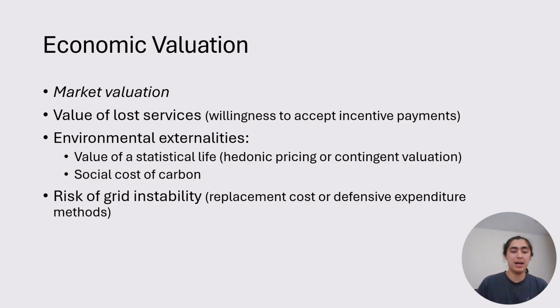The environmental externalities are important to calculate as well. The value of statistical life is important when we're measuring the costs, the damages of air pollution that are produced by peaker plants, produced by fossil fuel generators, and also estimating the costs of climate change is an important part of it. The last part, risk of grid instability, is an interesting one to measure.